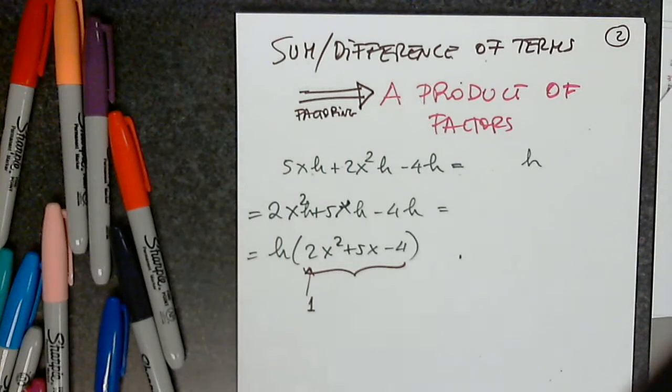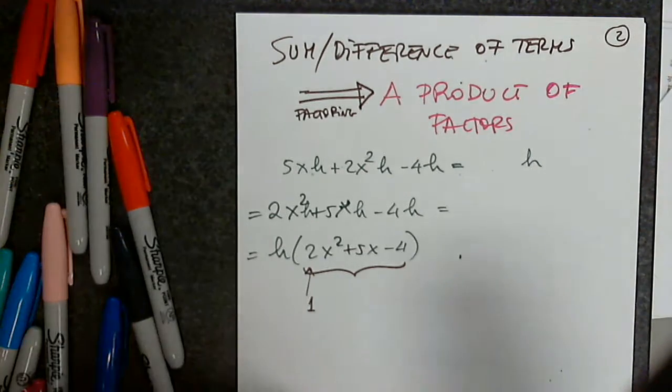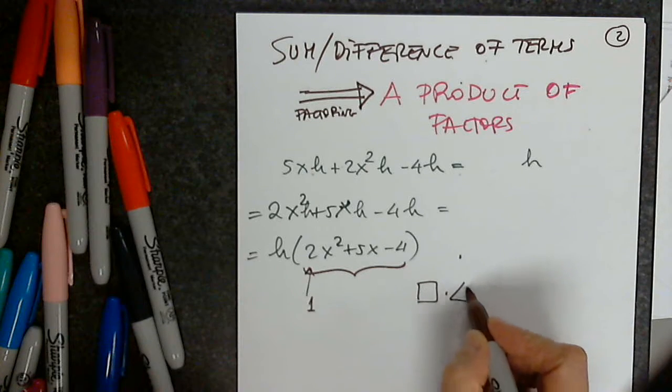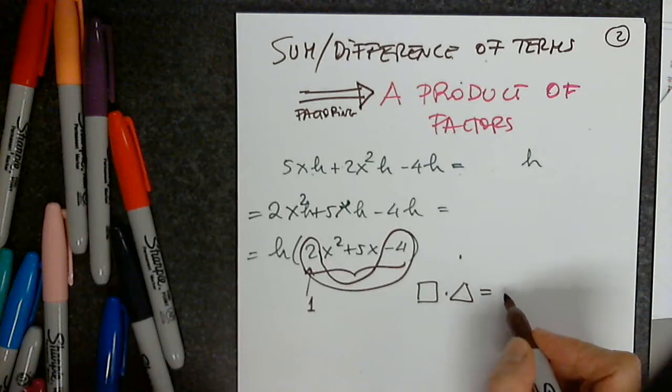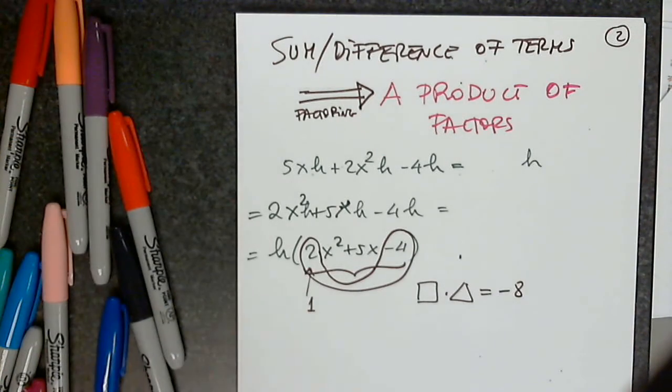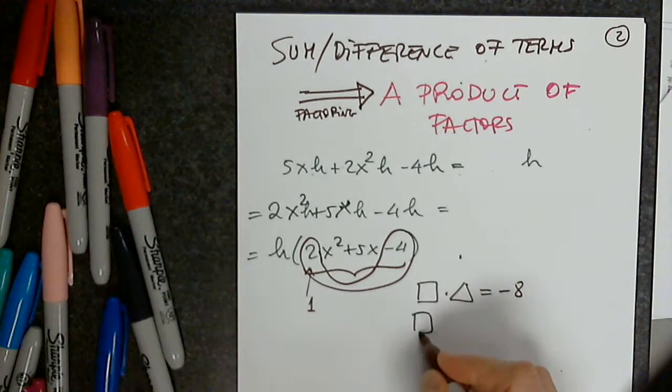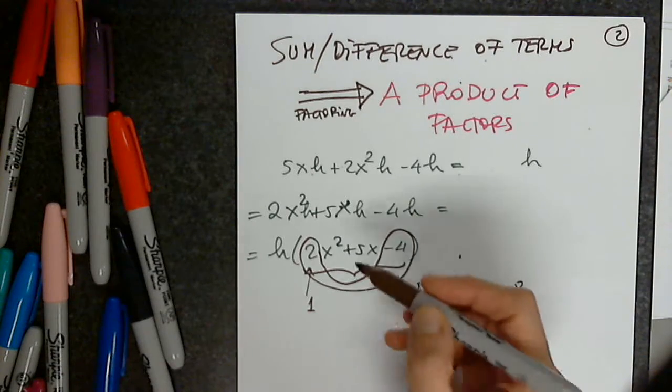Okay. Final option, and there is nothing beyond that. If this last method doesn't work, it's not factorable using integers. So what is the last option? I will have to try to find two numbers whose product is this and whose sum is this.